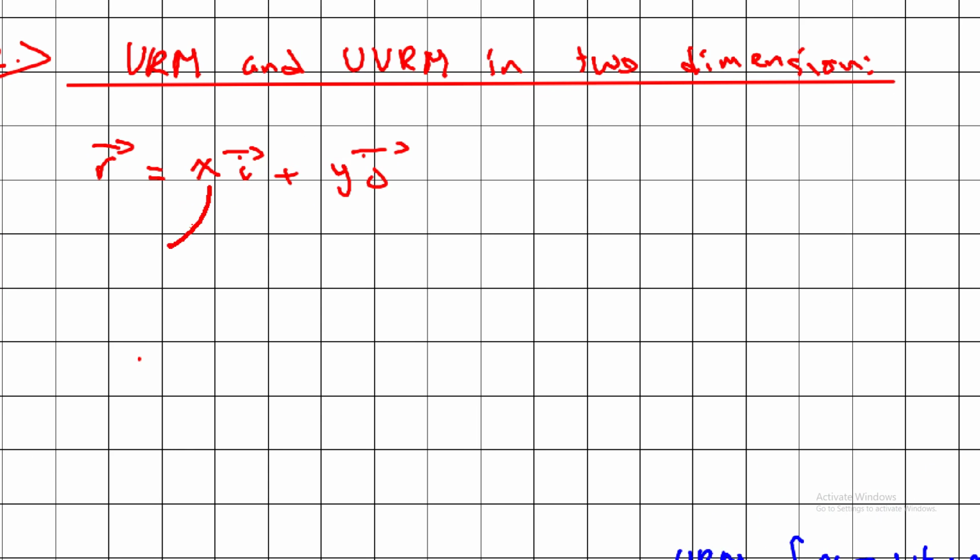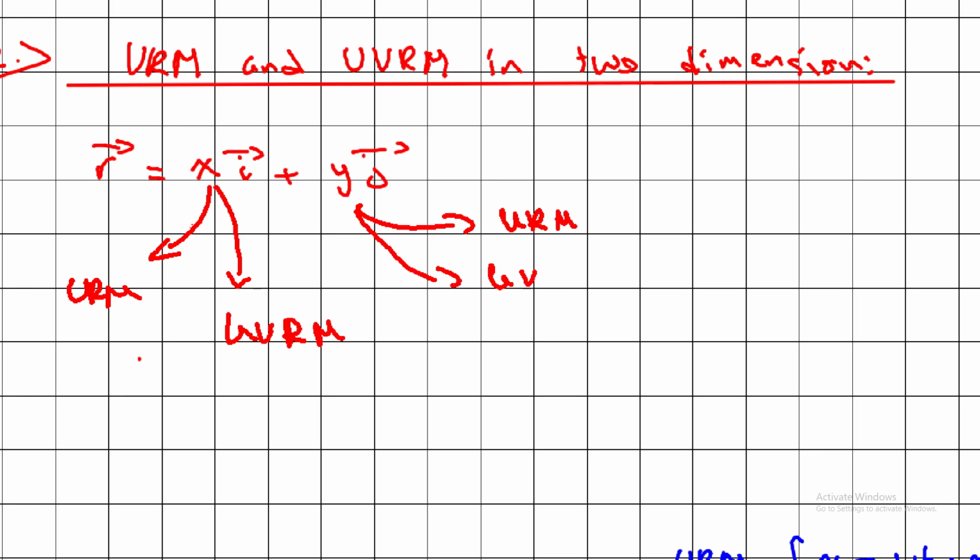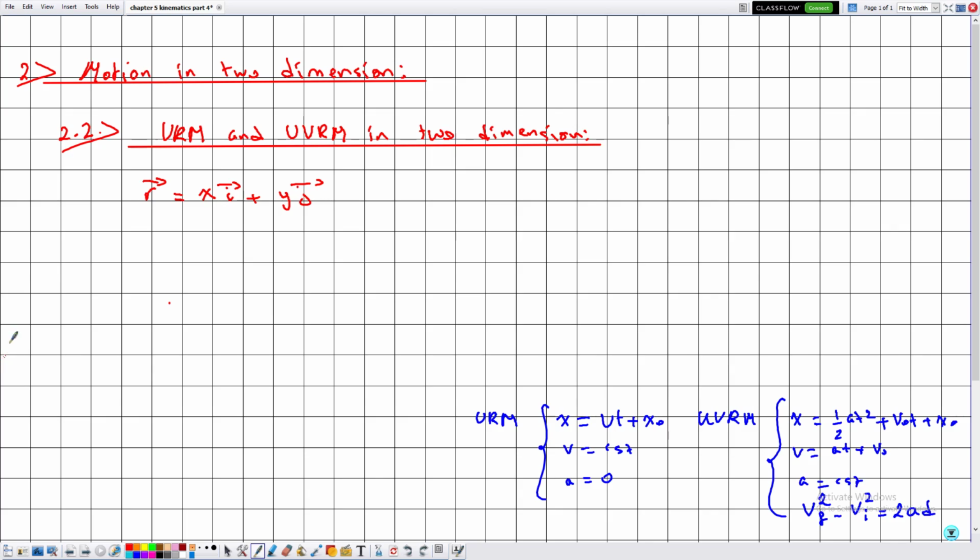So x may be either URM or UVRM, and y may be URM or UVRM. So we have 4 possible motions: along the x-axis URM, along the y-axis URM; along the x-axis URM, along the y-axis UVRM; along the x-axis UVRM, along the y-axis URM; and along the x-axis UVRM and along the y-axis UVRM. Let me list the possible types of motion.